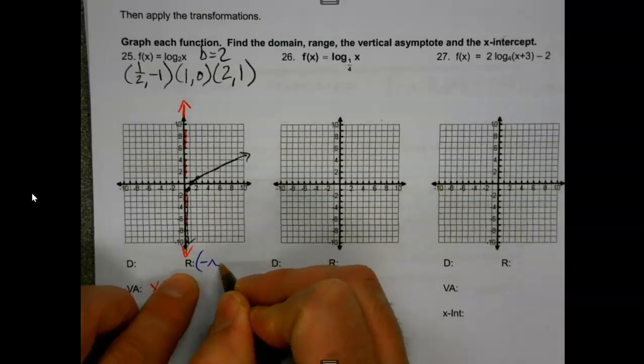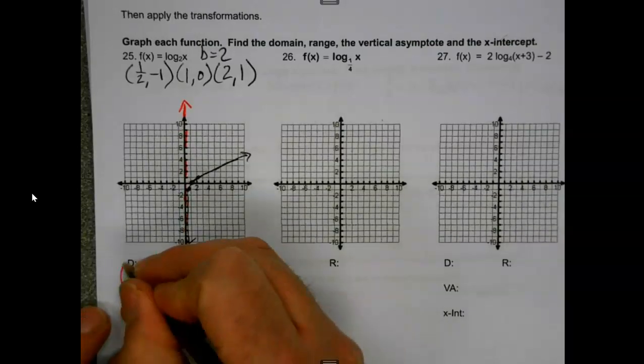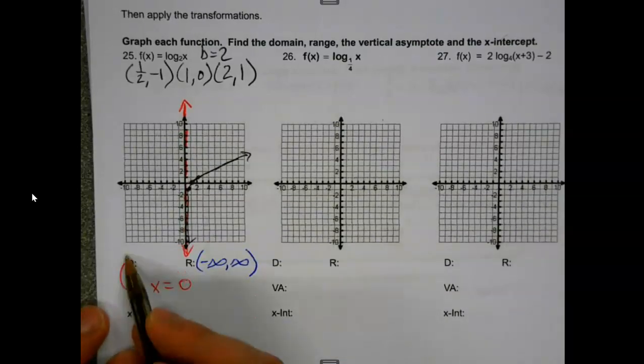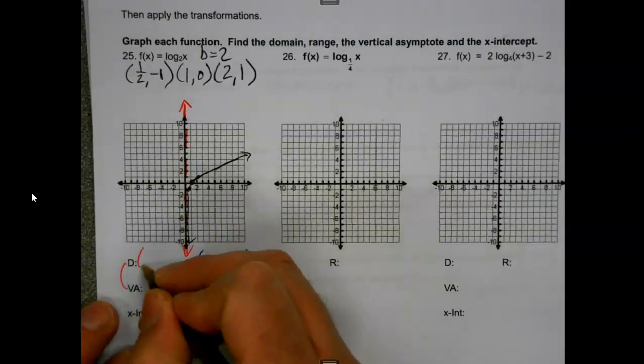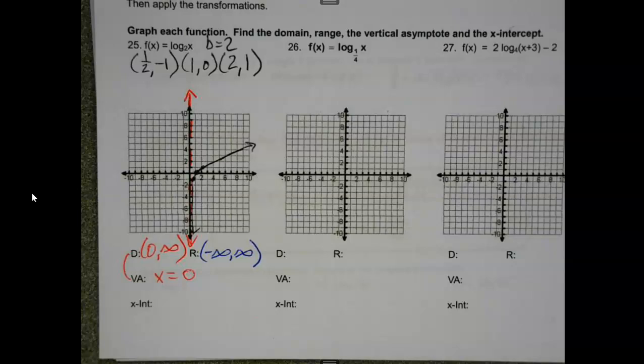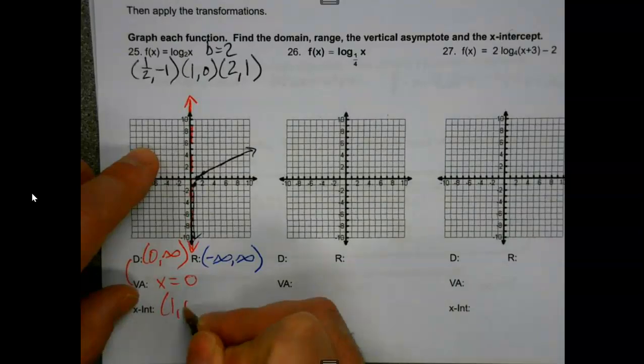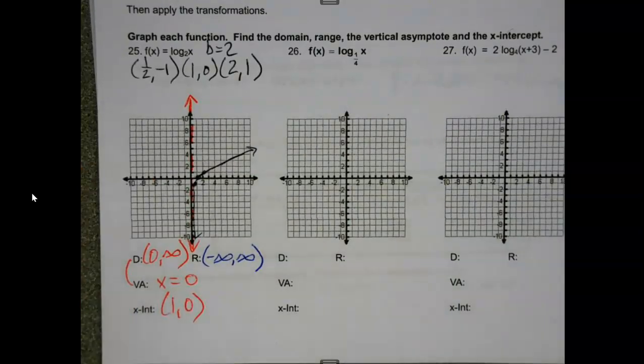Range is the free square with logs. And there's always that direct connection between your domain and your vertical asymptote. All the patterns are here. And my x-intercept, especially if I do it with the points, is always going to be where that y value equals 0, which is going to be at 1, 0. You're like, okay, I like that. That was kind of cool.